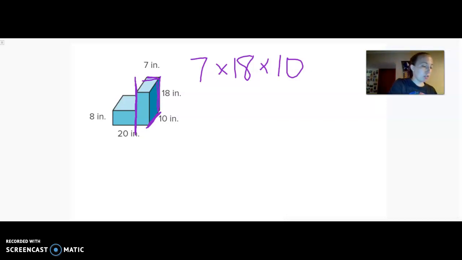I'm going to use my calculator for that, because 18s are not common facts that we use. So that is 1,260. Yes, we can get bigger numbers since we're multiplying. Now this left part, we've got to be a little more careful, because I know this part is 8.